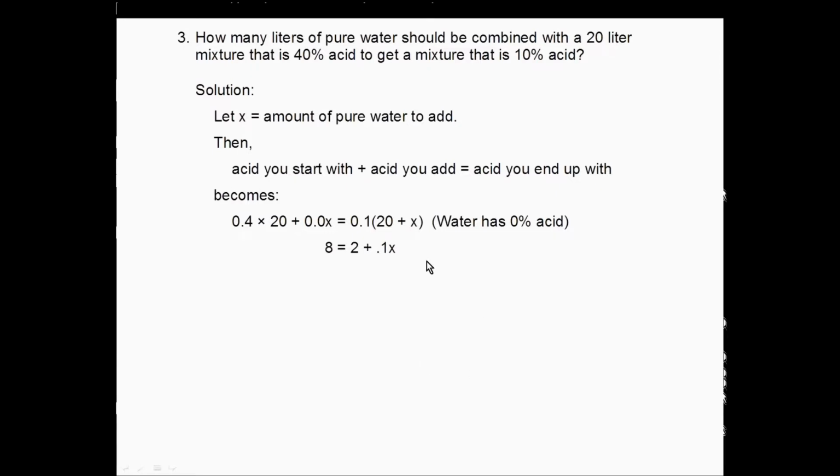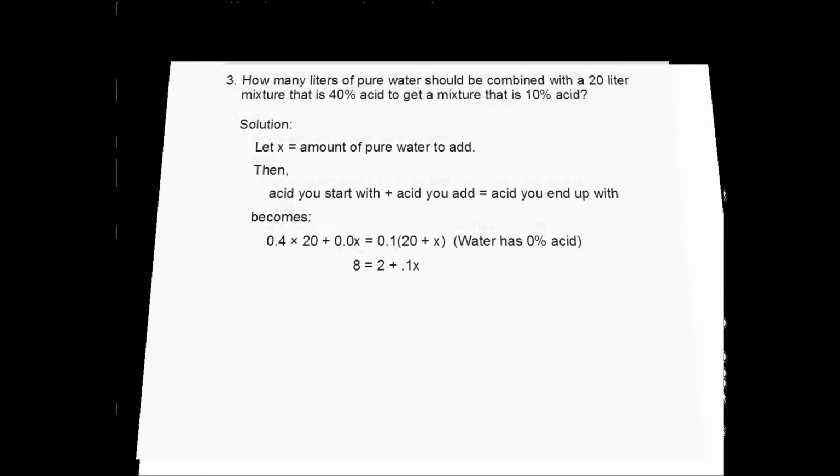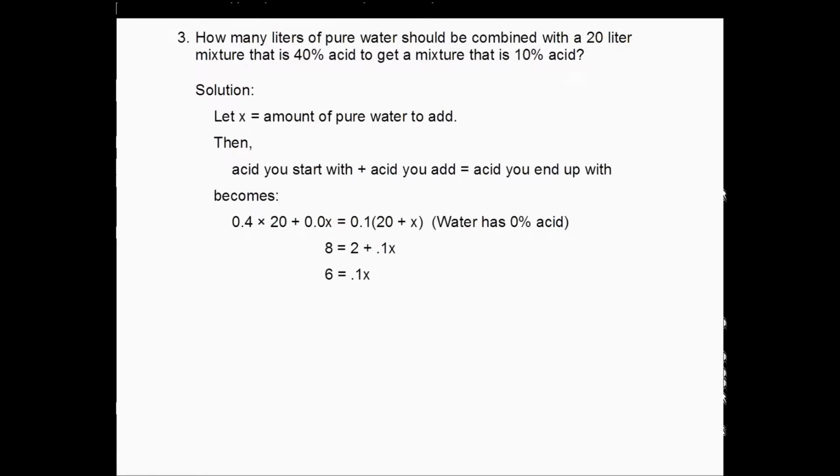This one, there are no variables on the left, so I'm going to keep the variable on the right. So I'm going to subtract the 2. So I have 6 is equal to 0.1x. Divide by 0.1. 60 is equal to x. You have to add 60 liters of pure water. That's an awful lot of water.